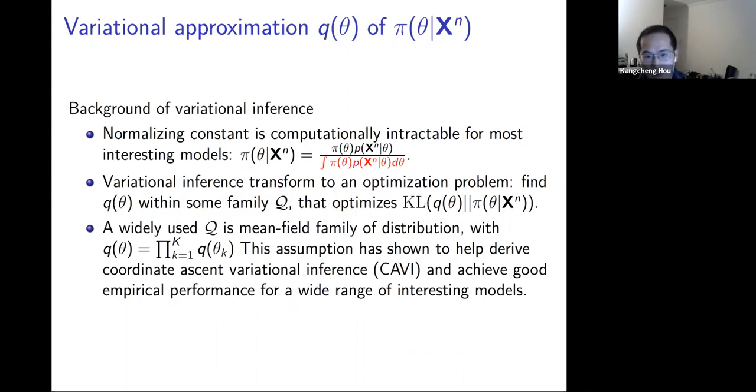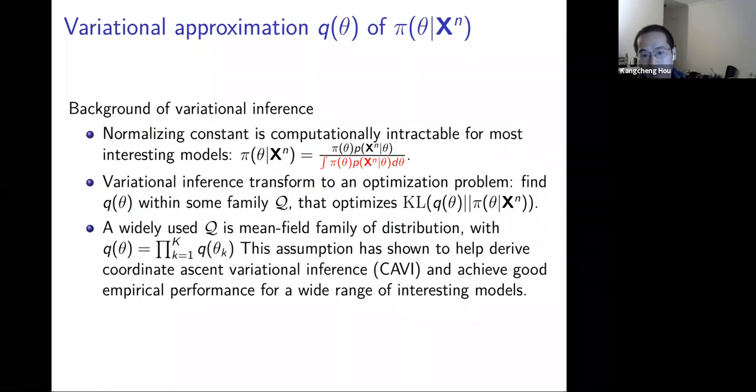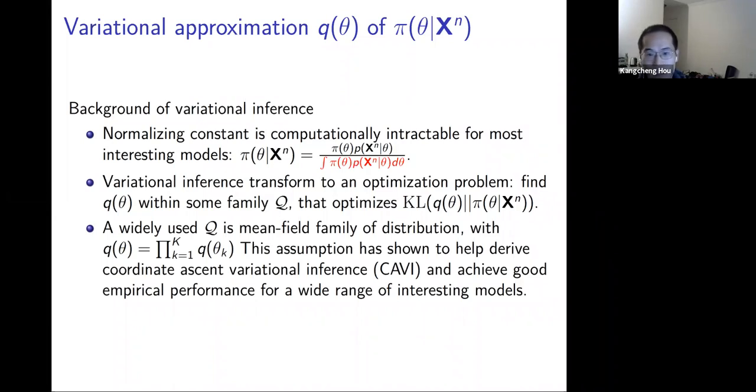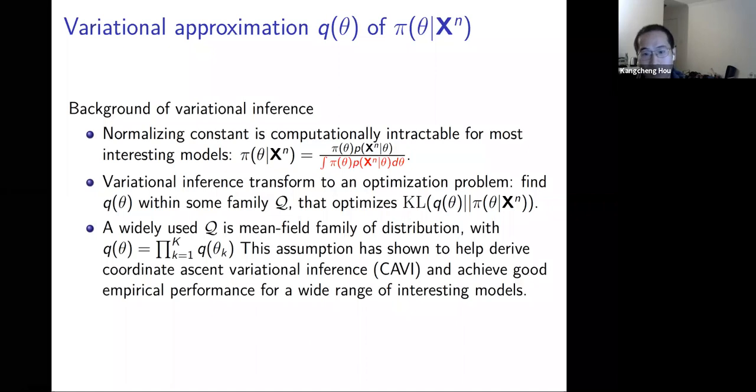Variational inference transforms this into an optimization problem: try to find Q theta within some variational family Q that optimizes the KL distance between the approximated distribution and the true posterior. One can show that it has some very nice properties. The family of distributions we use is the mean field family, where each dimension of the posterior factorizes. This assumption has been shown to achieve good empirical performance for a wide range of interesting models, but it would be attractive to have some kind of theory behind it.